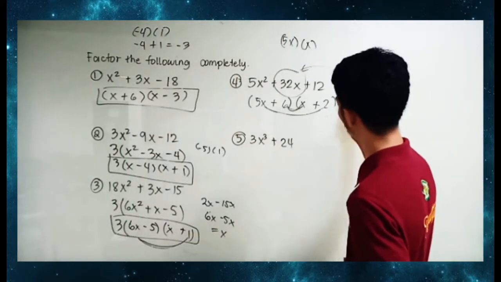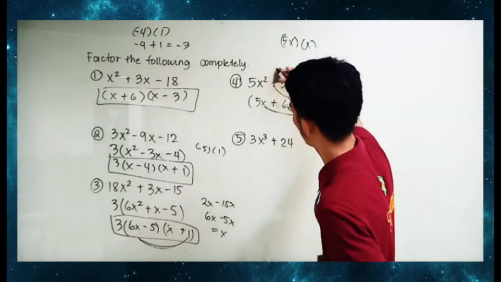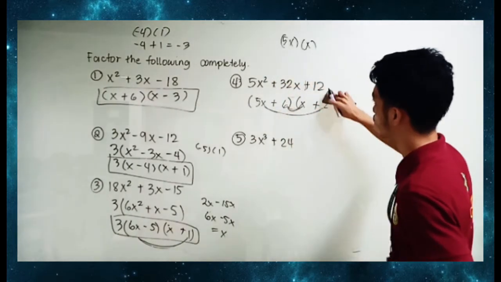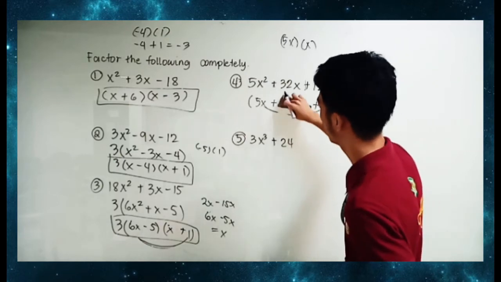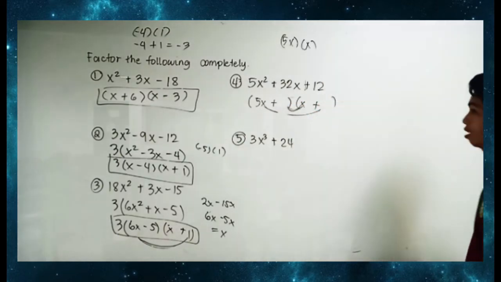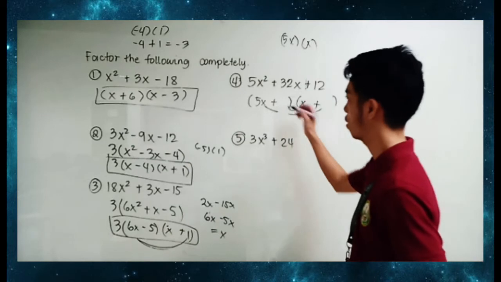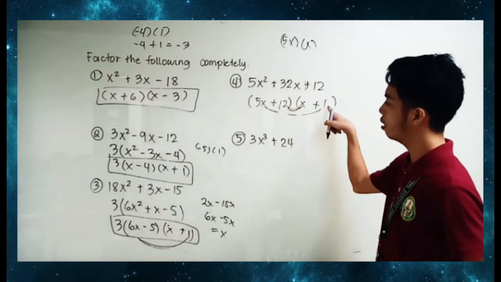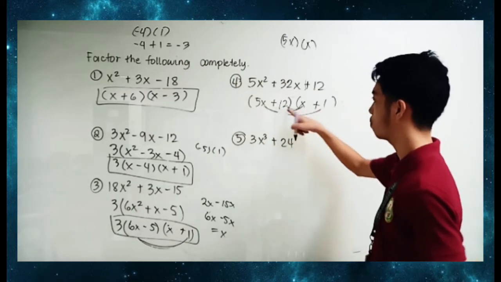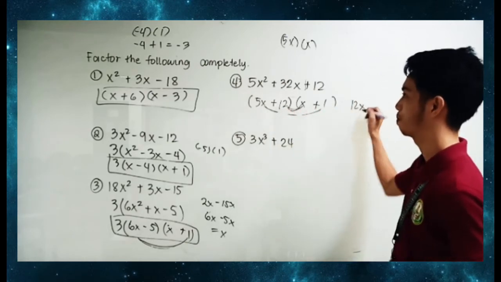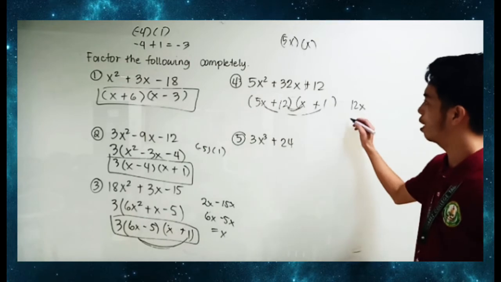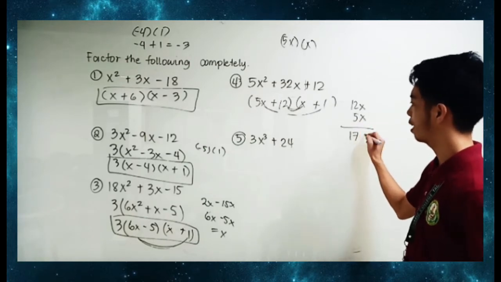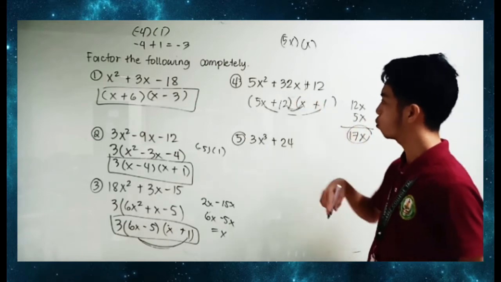So, let's have another factor ng 12. Ano ba yung factor ng 12? We have 12 times 1. What is 12 times 1? What is 12x? 12 times x, what is 12x? 5x times 1 is 5x. So you have 17x. Hindi pa rin siya 32.